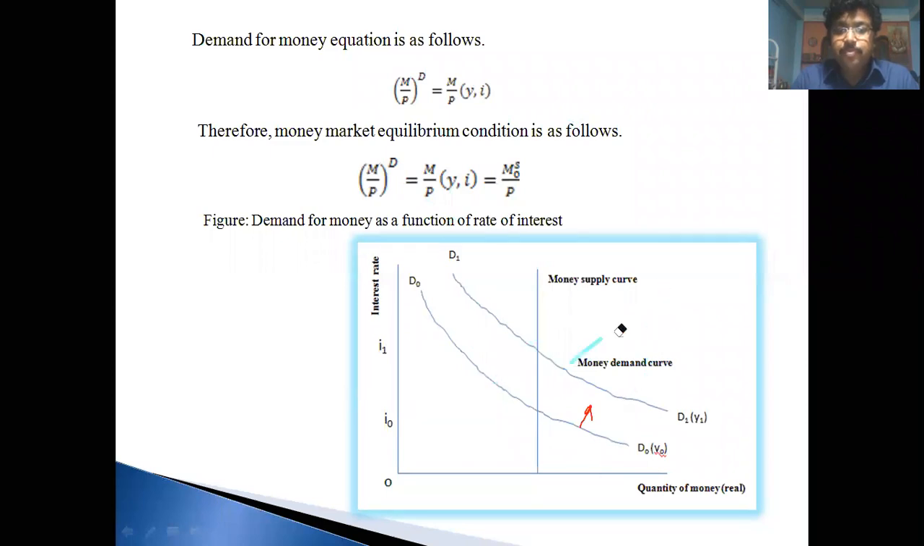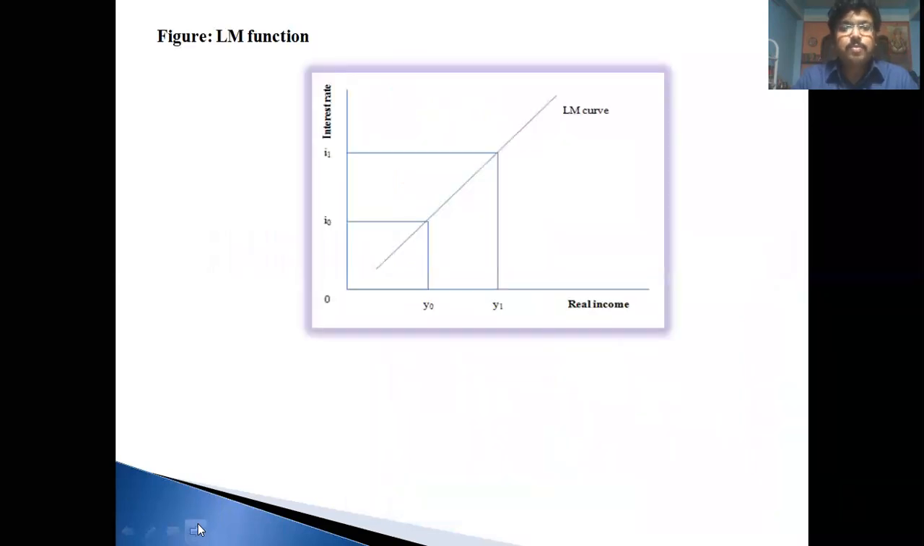Now, in my next slide, look, this is the LM function. What is the LM function? It is an upward rising curve. Along the vertical axis, we measure the interest rate, and along the horizontal axis, you measure the real income. So the LM curve represents all the combinations of interest rate and real income that make the money market equilibrium.